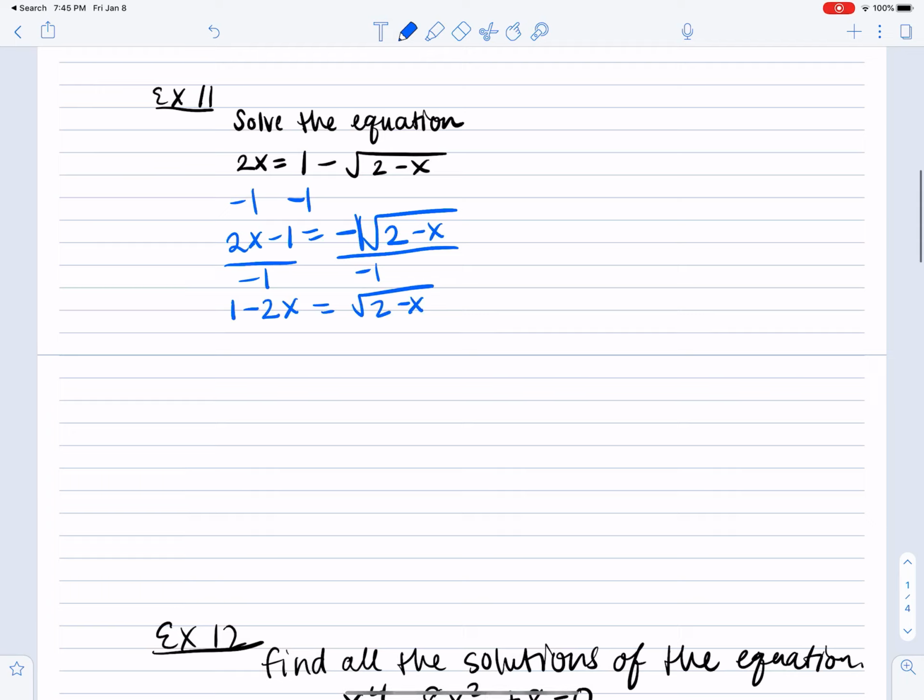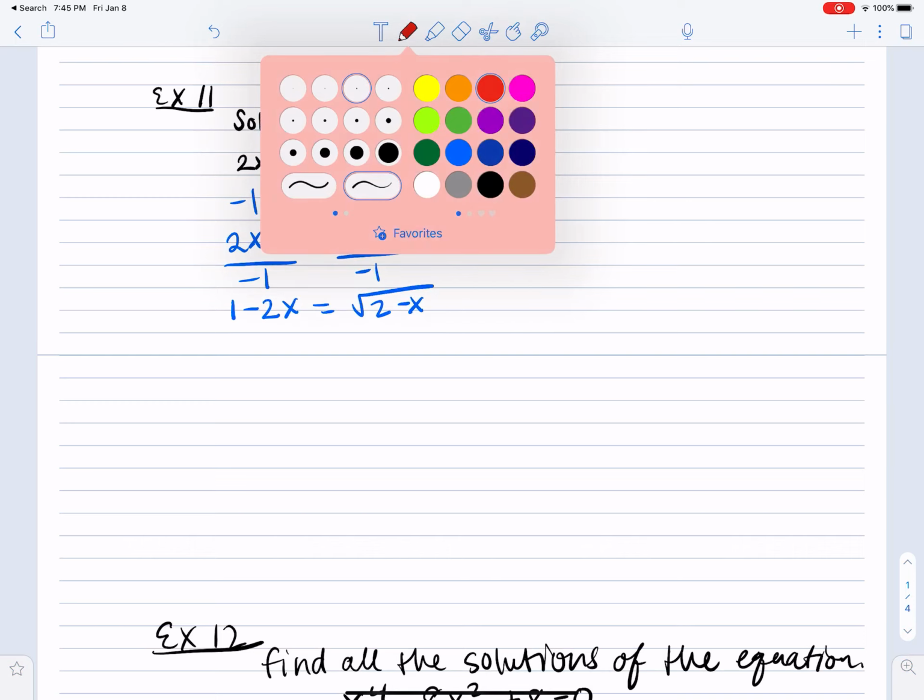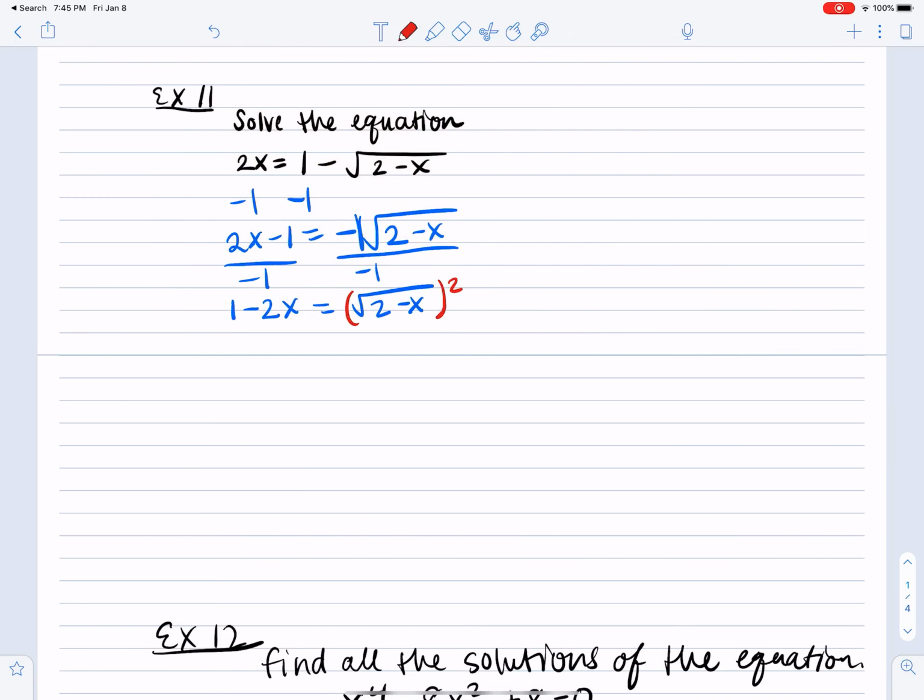Okay, and then to get rid of the square root over here, I'm going to square it, which cancels the square root and the square, so I have to square this side. Okay, so then if you multiply all that out and do the whole FOIL, you get 4x squared minus 4x plus 1 equals 2 minus x, and then you start getting everything on one side, and you get 4x squared.